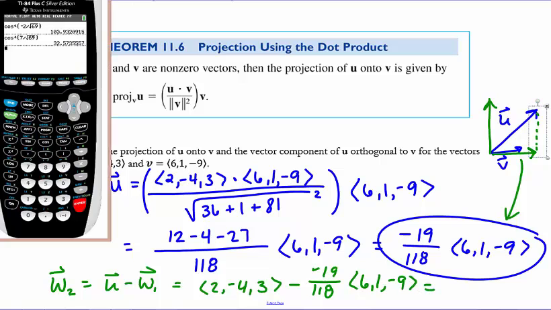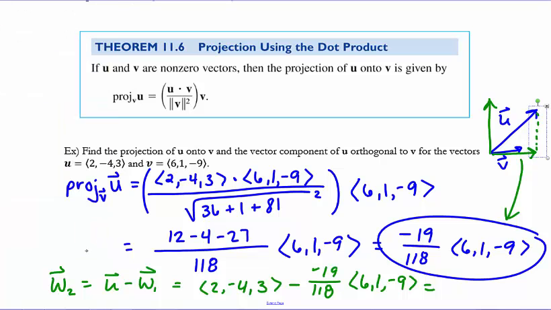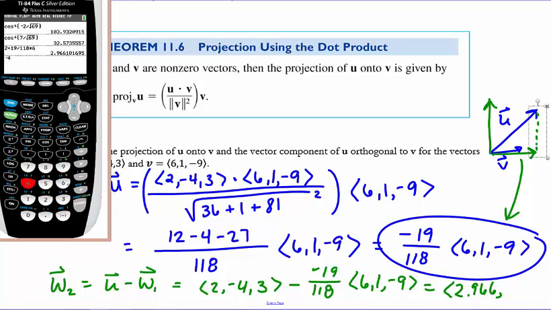And this is kind of gross. Let's see here. I'm going to have 2 plus 19 divided by 118, because it's minus negative, times 6. So our first component is 2.966. Our second component is going to be negative 4 plus 19 divided by 118 times 1, which is negative 3.839.